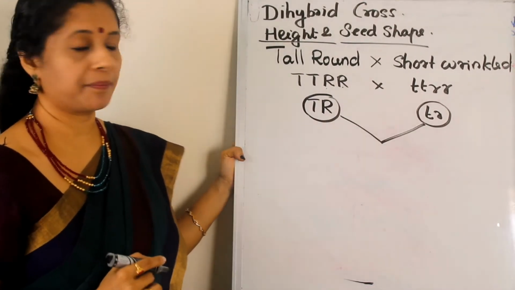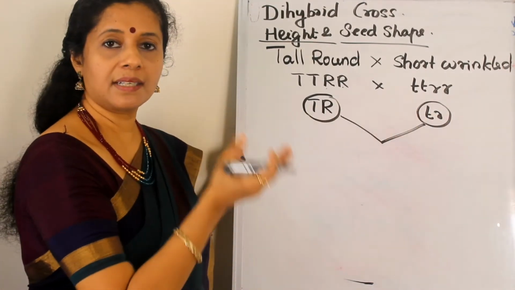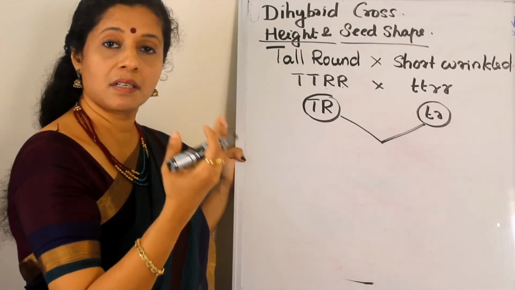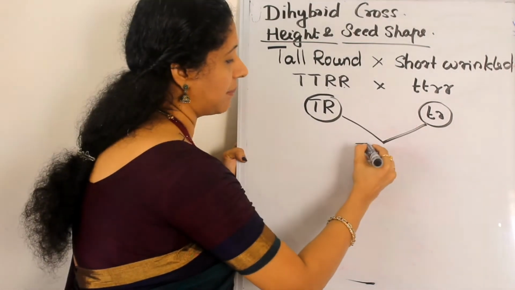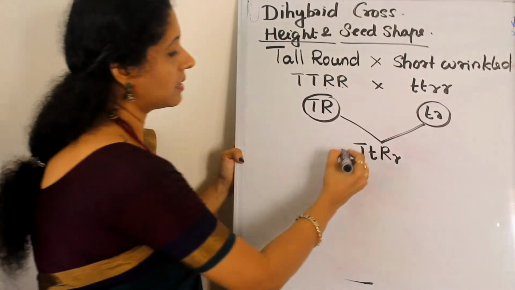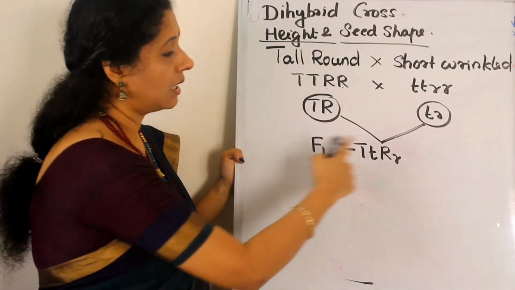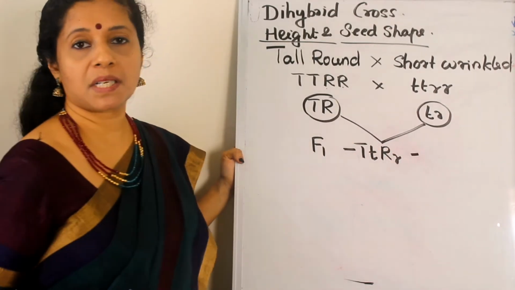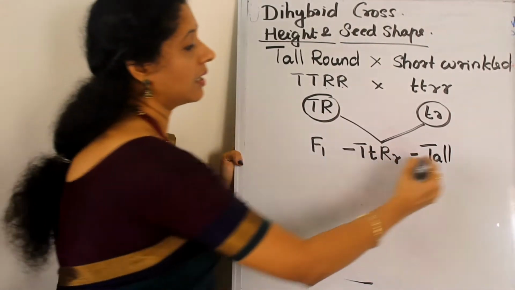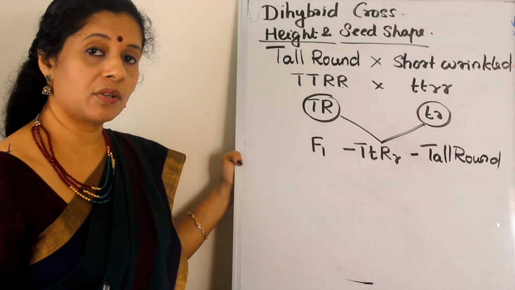Now cross pollination. When we are combining this, we will have to just write these two. But always write T together, R together. Among them, capital first, small letter later. So what will you write? Capital T, capital R, small r. So what is this? This is the first generation or F1 generation, first filial generation. What is the phenotype? Capital T is present, so it will be tall. Capital R is present, so it will be round. Tall, round.